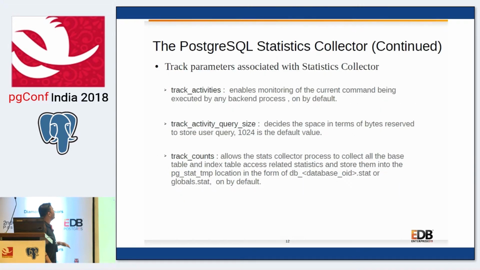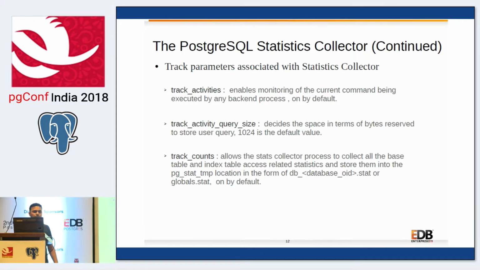So these are the different track parameters associated with the statistics collector process. The first thing is track activities, which tells the statistics collector process whether it should be tracking information related to a particular query, like if any query is being executed by a backend. What is the query that the backend is executing, and what is the state of the backend, like whether it is in the active state or idle state, and when that query execution started. Those small pieces of information will be tracked by the stats collector process when this parameter is enabled, and this parameter is always enabled by default.